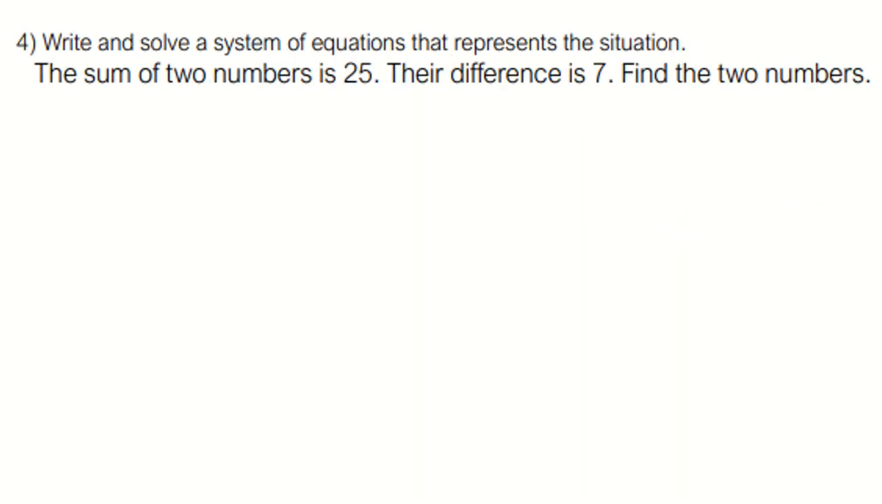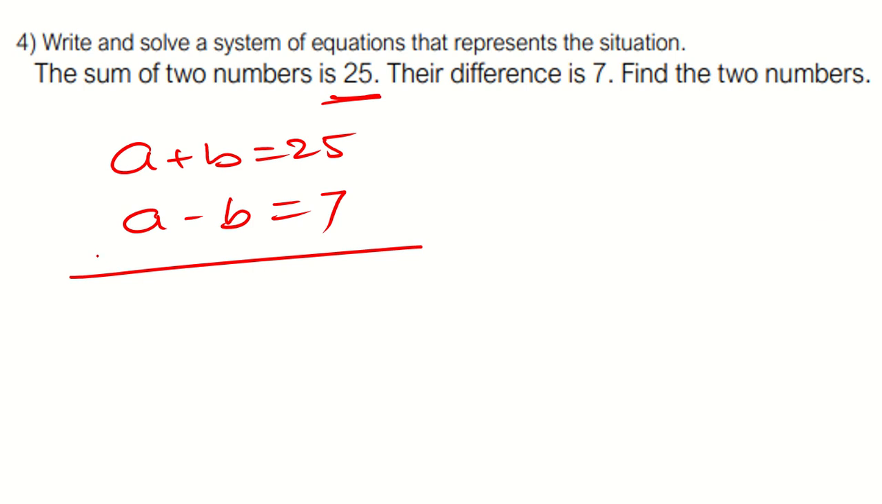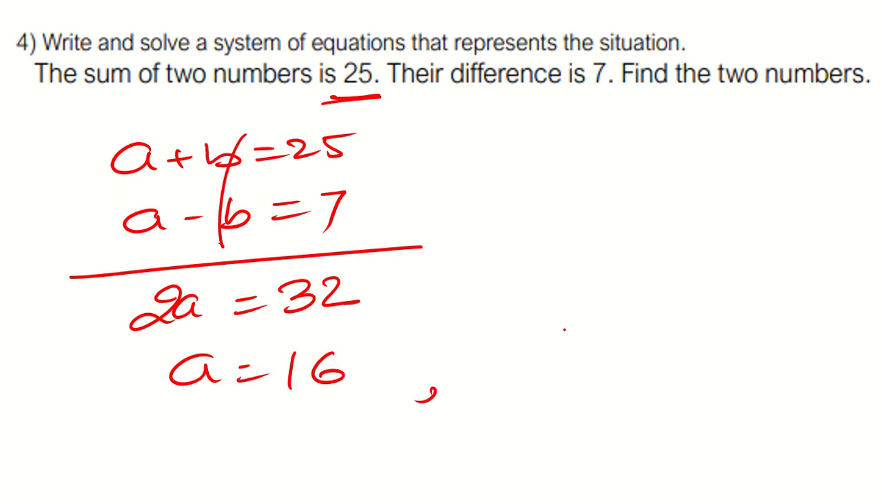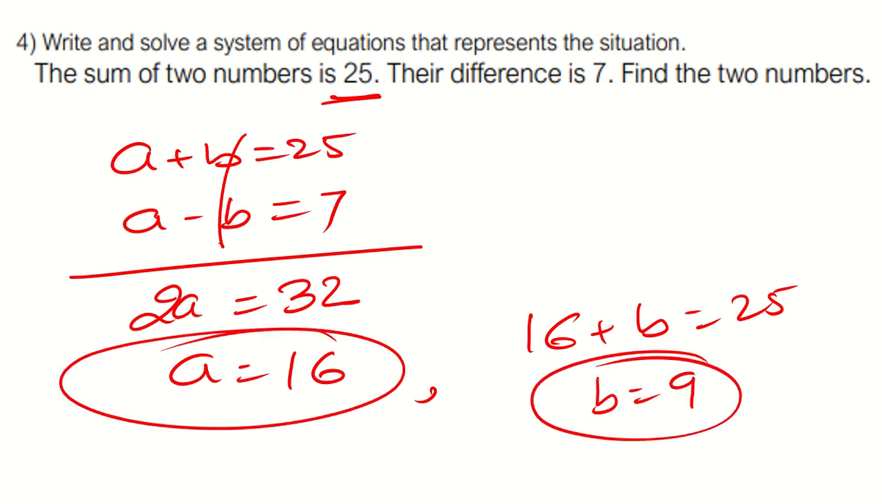Okay. Next is, write and solve the system of equations that represent the situation. Sum of two numbers is 25, means a plus b is 25, and their difference is 7, means a minus b is 7. So just add them. By adding, b will be cancelled out. You will get 2a is equal to 25 plus 7, 32. So a is equal to 16. So 16 plus b is equal to 25. So b is equal to 9. So these two numbers are 16 and 9.